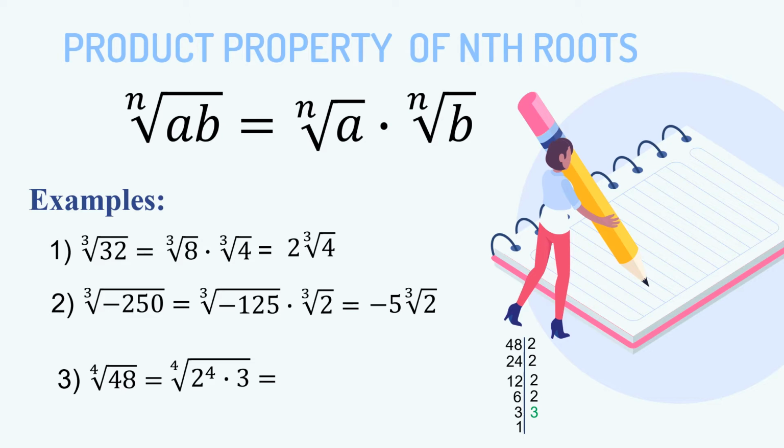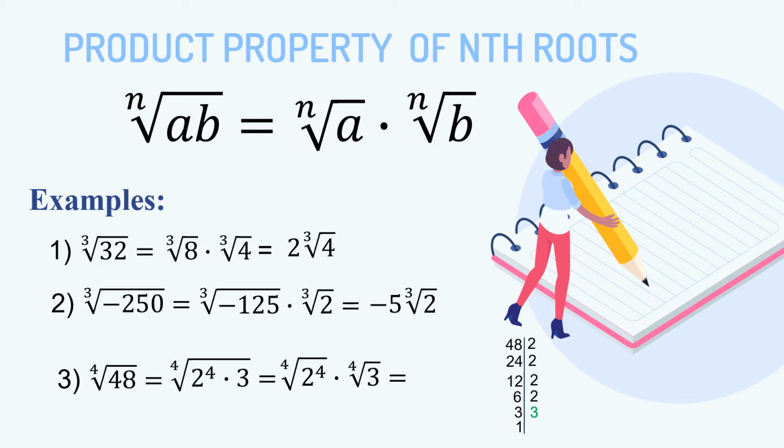Because when we find the prime factorization, the 2 appears 4 times. So it's 2 to the 4 power times 3. And this will be equal, using the product property of nth roots, to the fourth root of 2 to the 4 times the fourth root of 3.